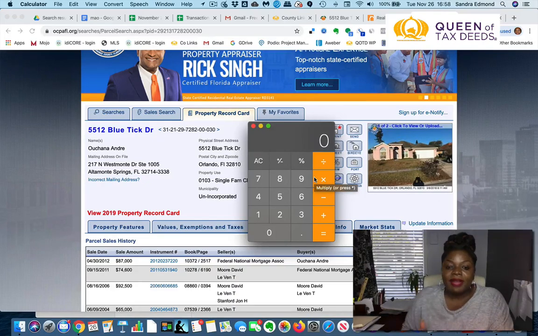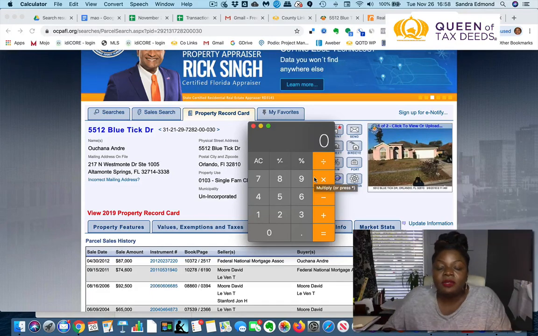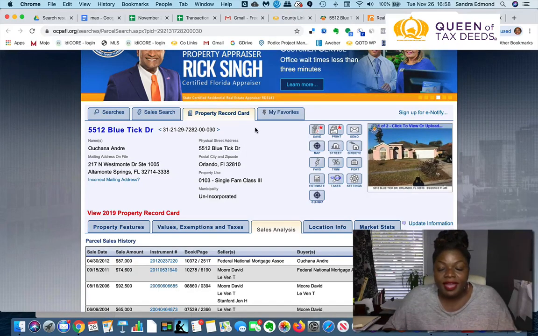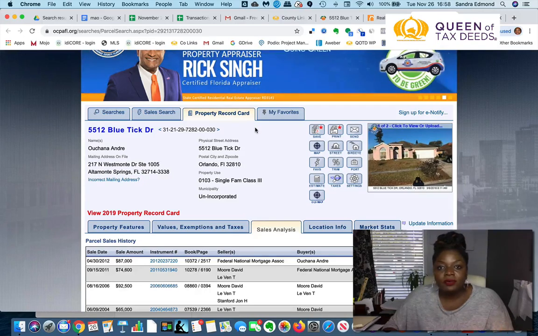Okay, we want to compare apples to apples. We're looking for other properties that are similar to this one. What have they sold for? Okay, and make sure you have a good idea of how much work it's going to need. How do you come up with the repair costs? Have a general contractor or somebody show you how to come up with repair costs.